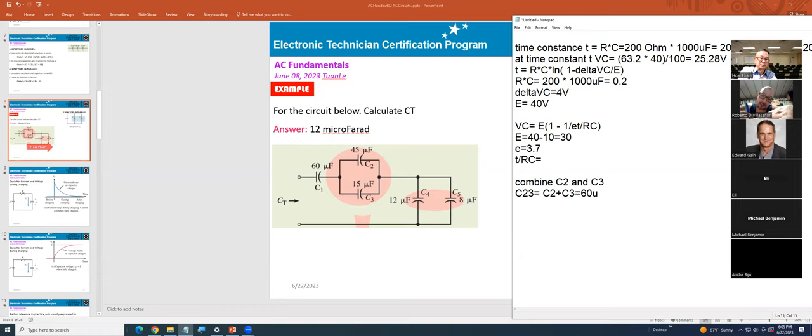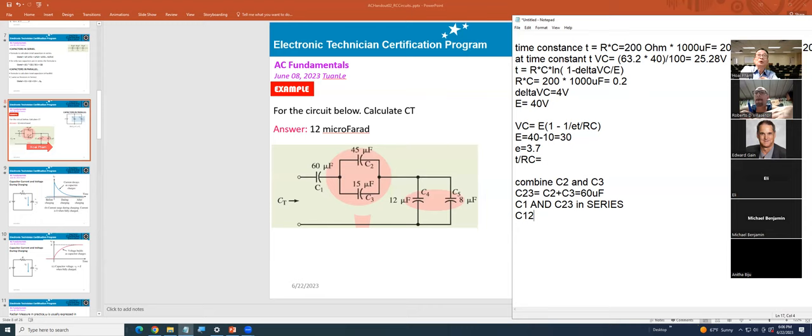Okay. So after you get C23, now you come up with C1 and C23. C1 and C23 in series. Okay, the next one will be C1 and C2-3. Okay, C1-2-3 equals, they are in series. How can we calculate that?